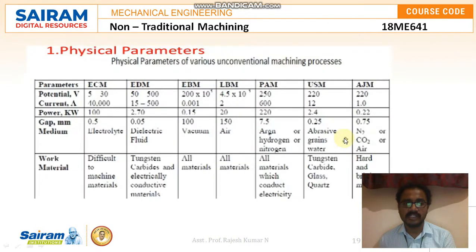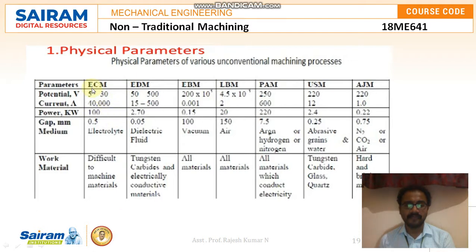First one is based on the physical parameters. These are all the physical parameters of various unconventional or non-conventional machining processes, and you can see the parameters I have just listed here: the potential V, the current A, power in kilowatts, gap in mm, what the medium is, and what the work material is. I have listed them for all the possible non-traditional machining processes.